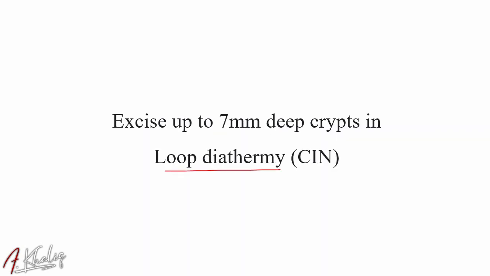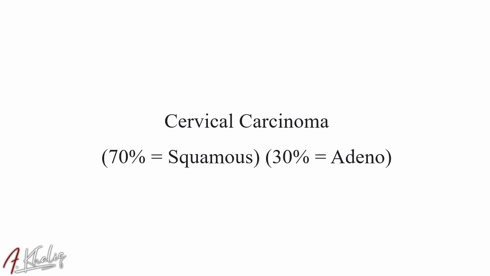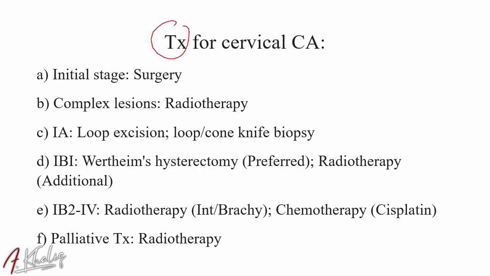While you go for the loop diathermy in CIN, you have to excise up to 7 millimeter deep. If you talk about the cervical carcinoma, 70% are squamous and 30% are adenocarcinoma. Treatment for the cervical carcinoma, for the initial stage, you can go for the surgery. For the complex lesions, you can go for the radiotherapy.